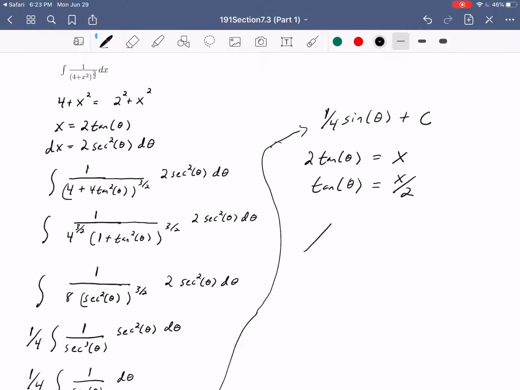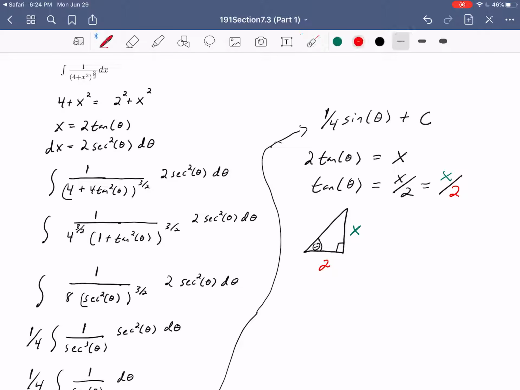So let's draw ourselves a triangle. There's theta. There's our right angle. Once again, I'm going to think about this as equal to x divided by 2. Right? So I can think about tangent as your opposite over your adjacent. So let's label those. That means we can put the x here and we can put the 2 here. So that tangent of this angle is automatically x over 2.